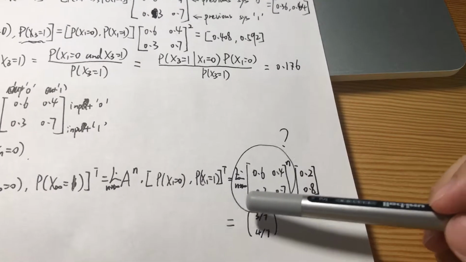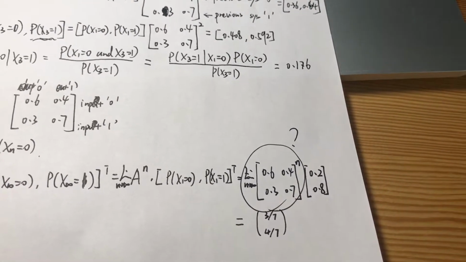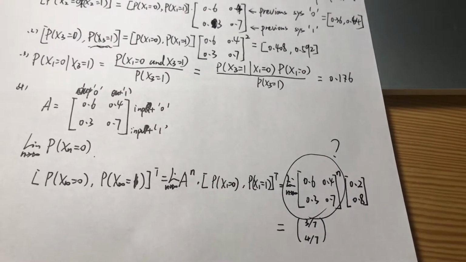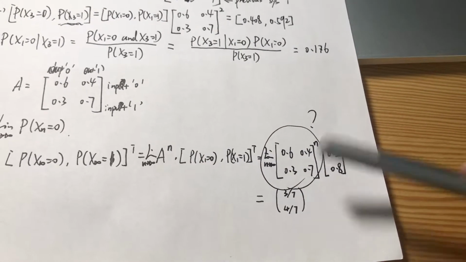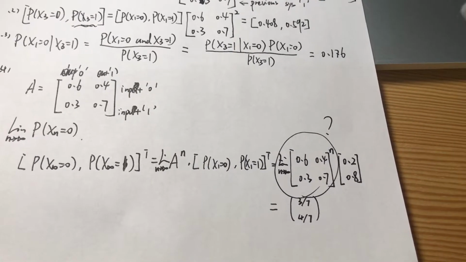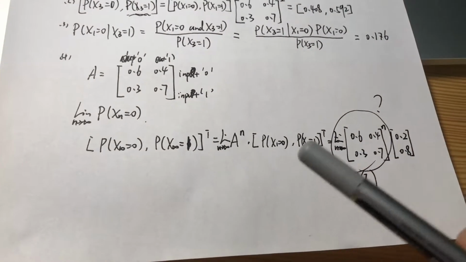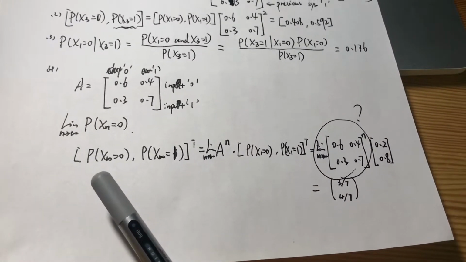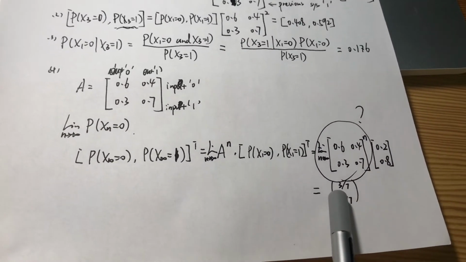So I use MATLAB. If you know how to do this, please reply to me under the video. The final outcome is 3/7 and 4/7. So the answer to this question, the probability of x infinity equals 0, is 3/7.